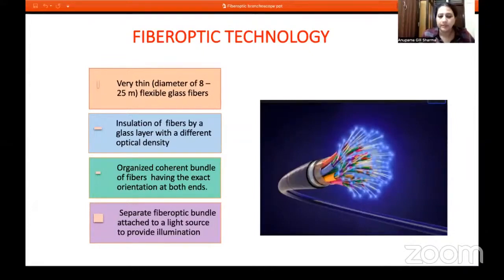There's a separate fiber optic bundle which is attached to the light source, which provides illumination. So there is a fiber optic bundle throughout the insertion cord, and also there is a fiber optic bundle which connects to the light source to provide the illumination.